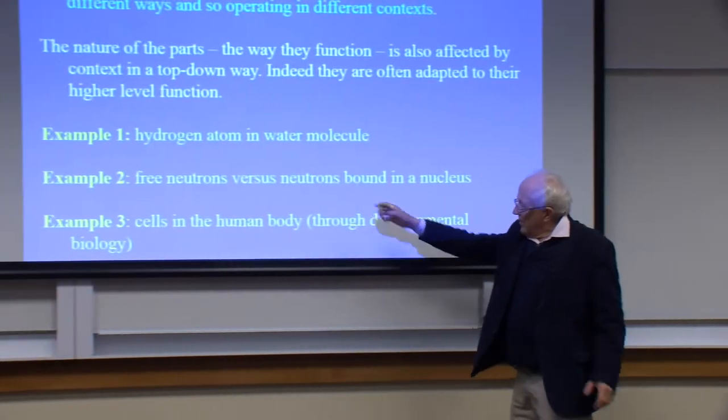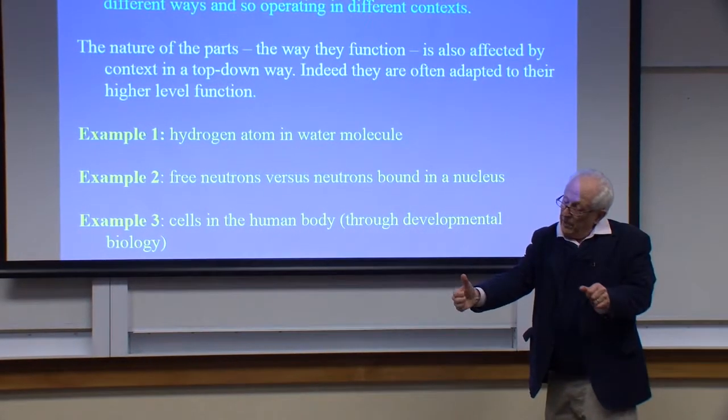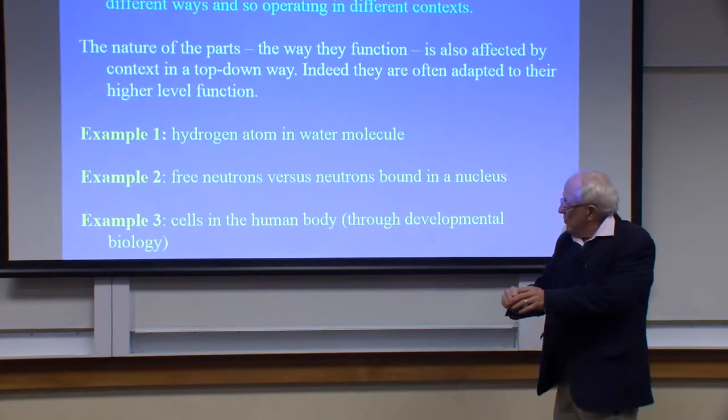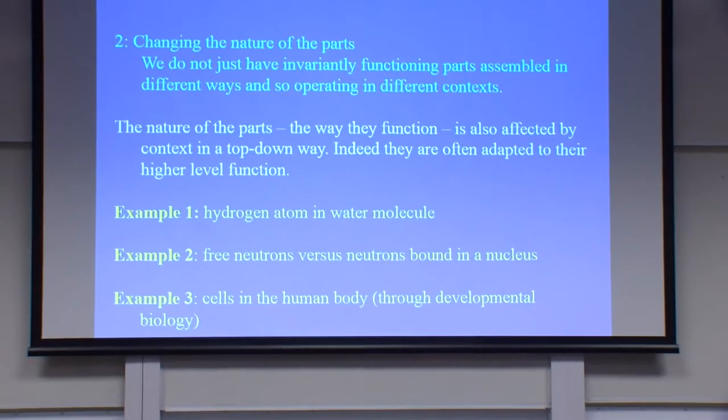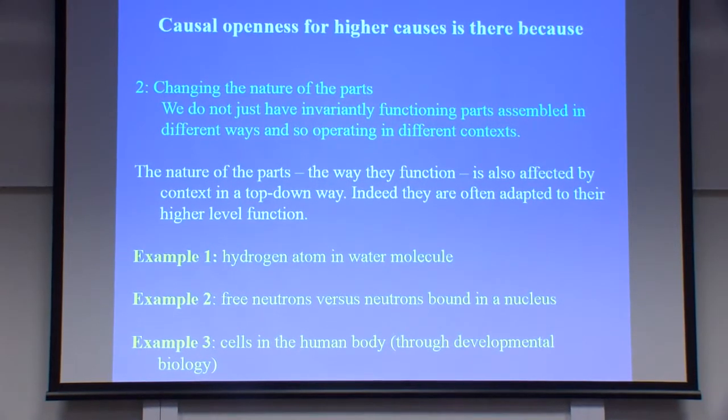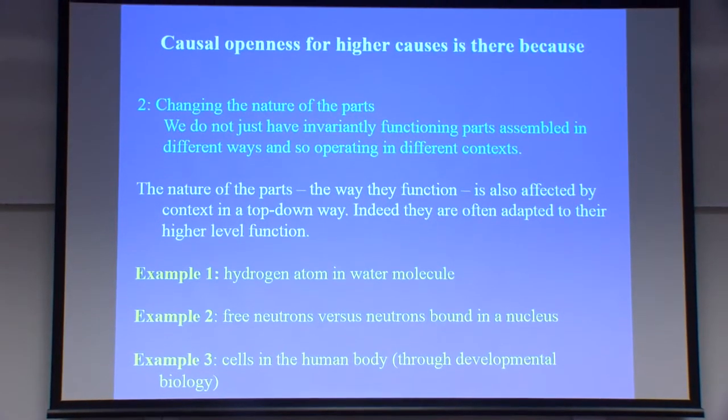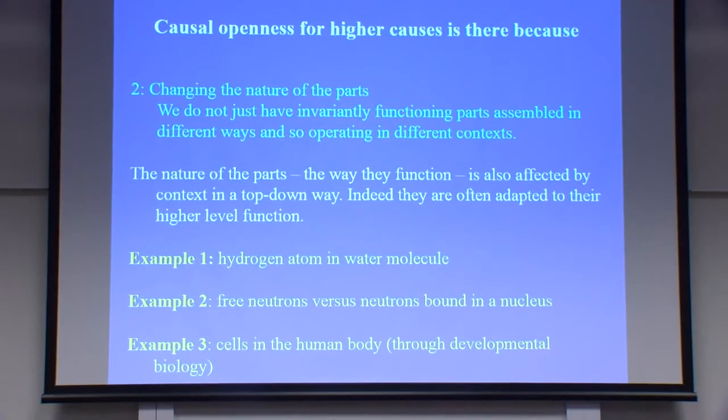Free neutrons decay in a period of 11 minutes. Bind a neutron into a nucleus, and it's stable for billions of years, and otherwise we wouldn't exist. So context changes the nature of the behavior of a neutron, and that's very, very good for us, or we wouldn't be here.